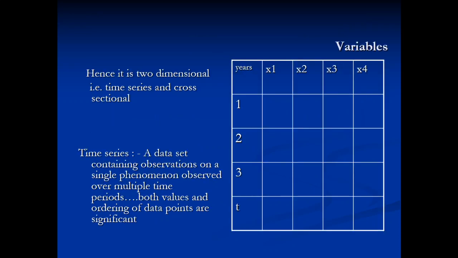Now, this grid shows the case of time series data. For example, over years 1, 2, 3, etc. up to T, you have data regarding a particular observation across X1, X2, X3. That's an example of time series data.